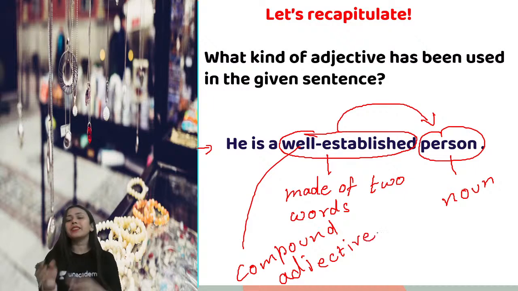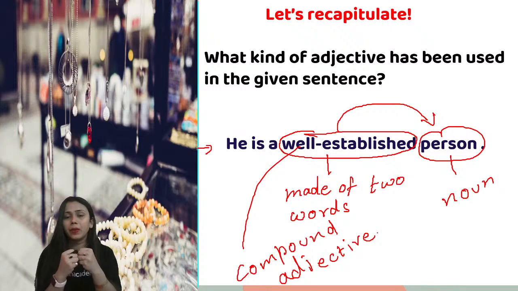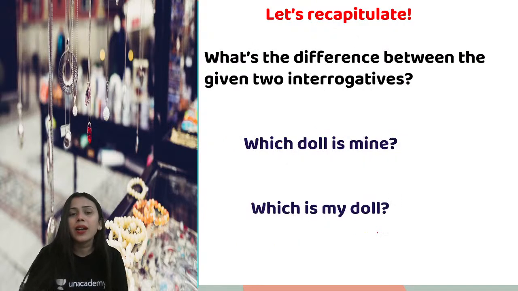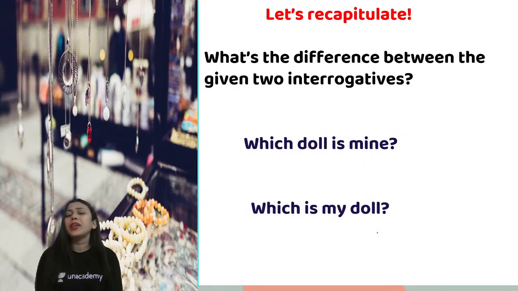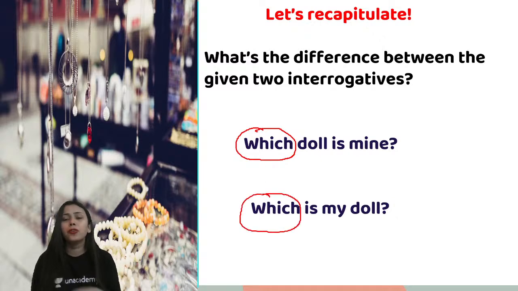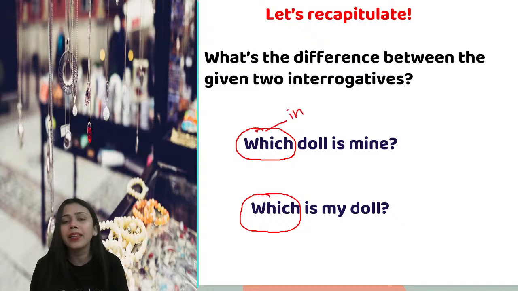Adjective. Why? Because this adjective is made of two words. Adjectives made of two words are called compound adjectives. Now the next one. What's the difference between the given two interrogatives? The two interrogatives used here, what is the difference between them? Tell me. This one is also an interrogative.